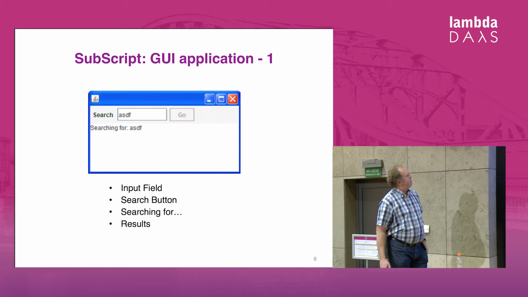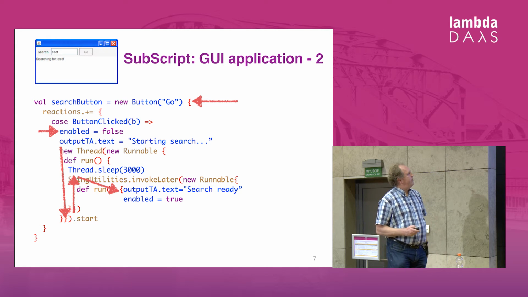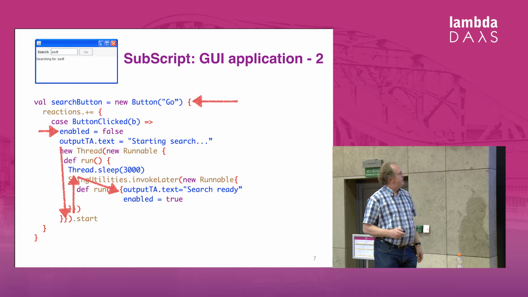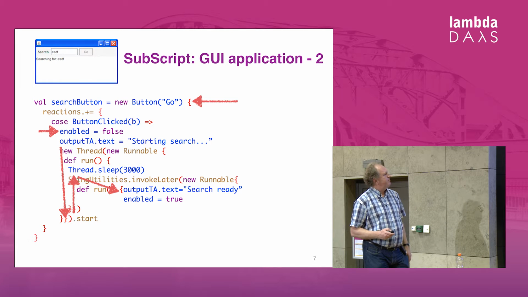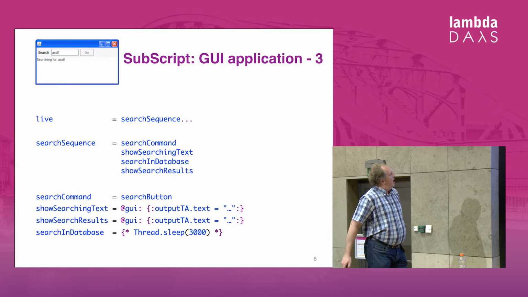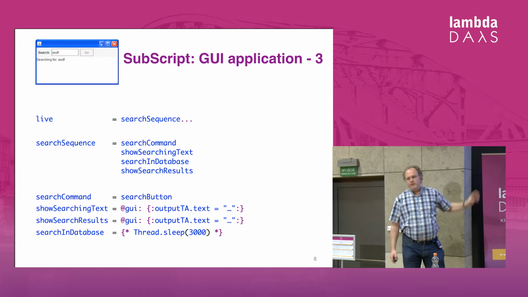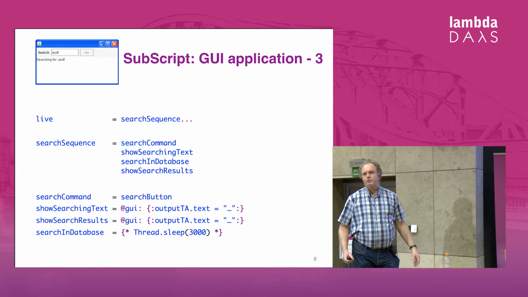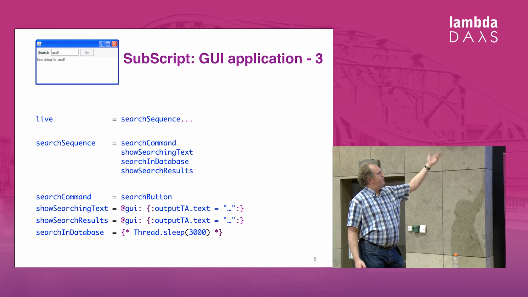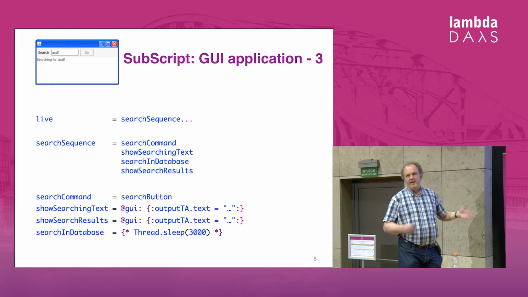So what happens in Java is your code looks like this. It's really ugly, and it's kind of spaghetti. So we should not want to write these kinds of programs. In this language, SubScript, which is an extension to Scala, you write, for instance, here the life of this GUI controller. It's a search sequence, etc.